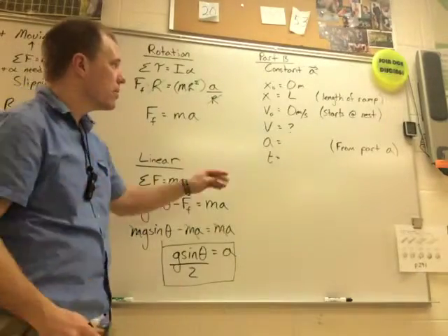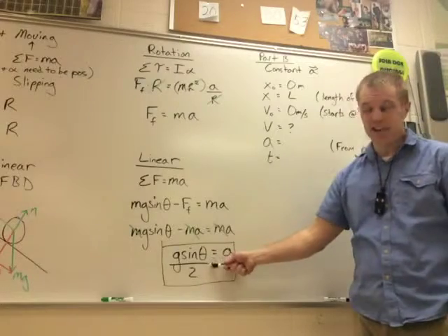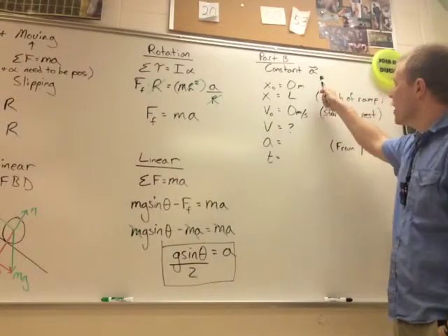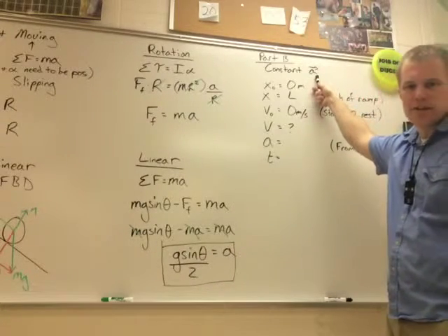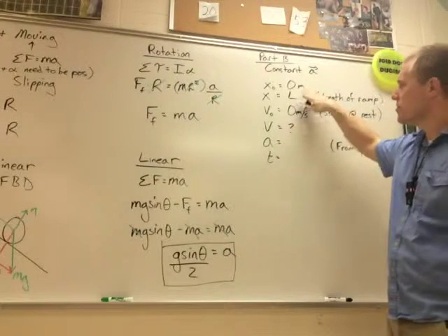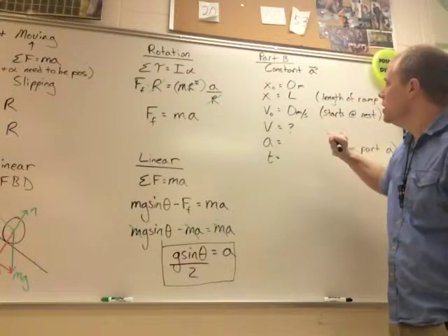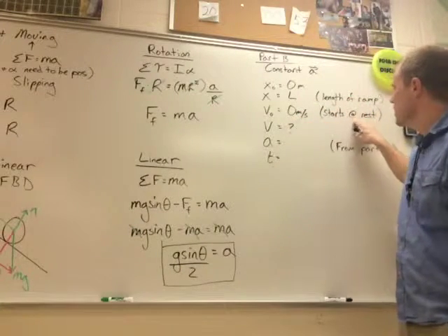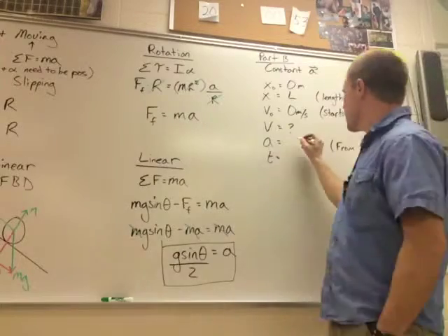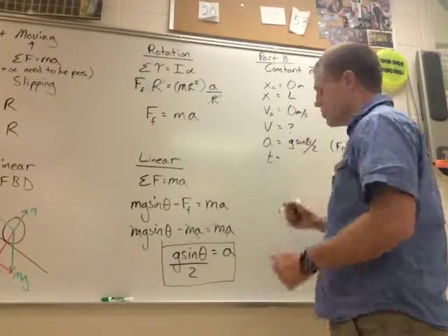For part B, because our acceleration is constant, because the angle is not changing, nor is gravity, I can do a constant acceleration problem. So I set up my variables. It starts at 0 meters, ends at the bottom of the ramp. The length of my ramp is called L. It starts at rest, and the acceleration I just got was g sine theta over 2.